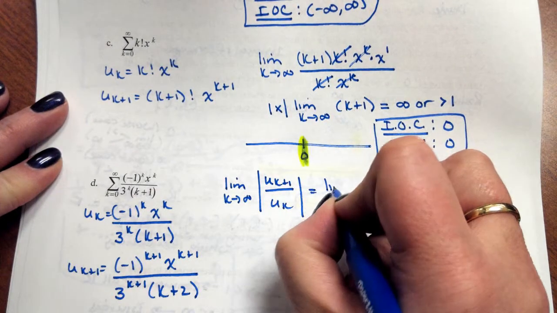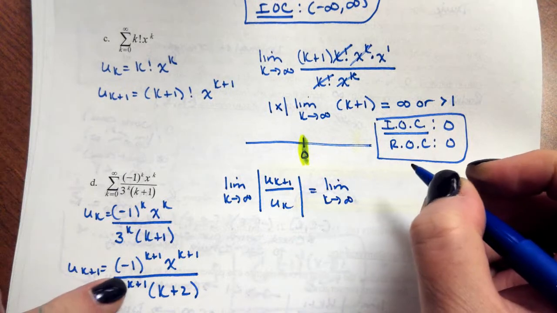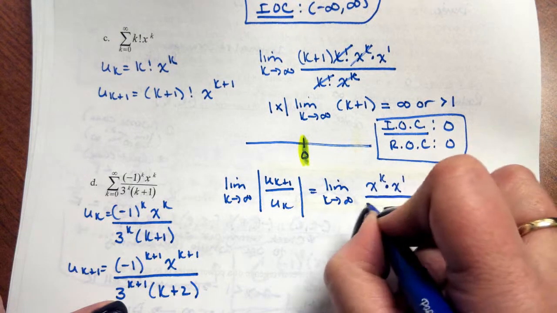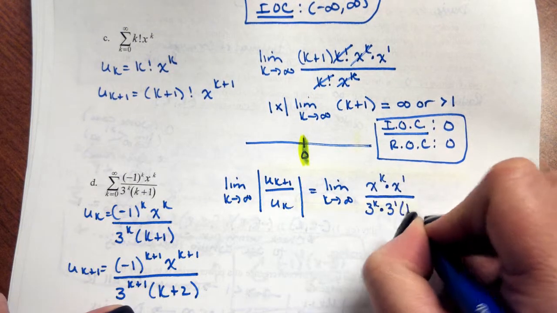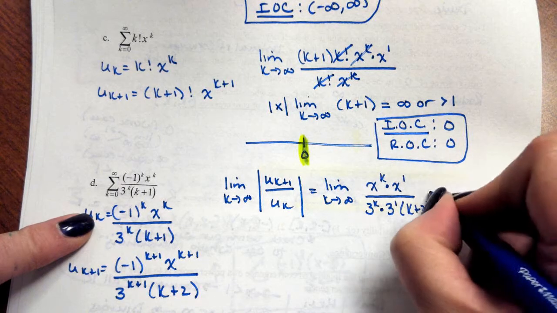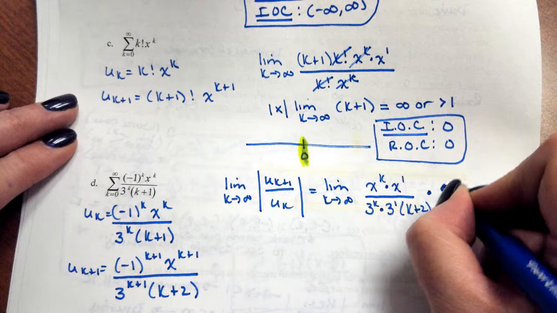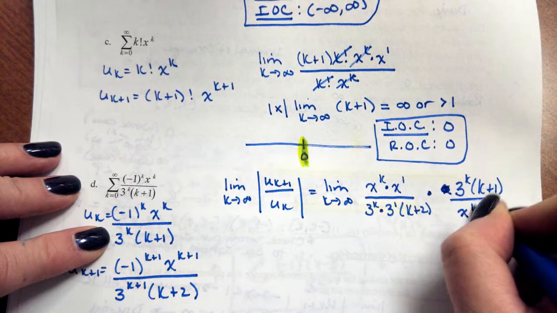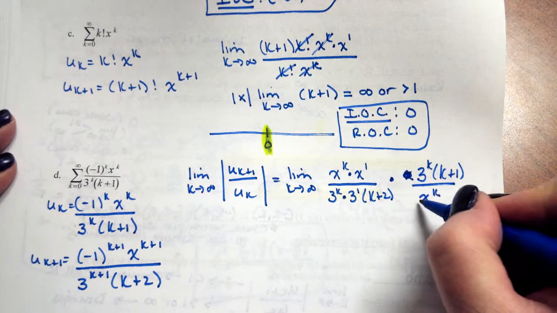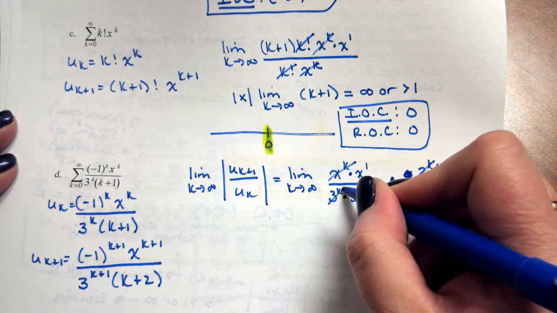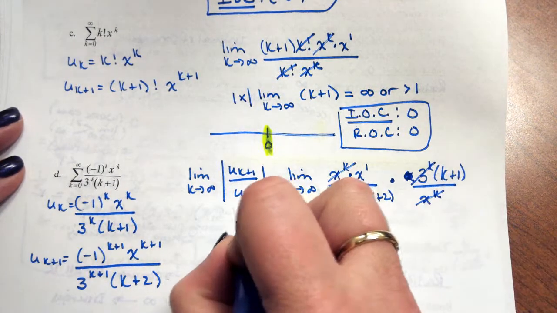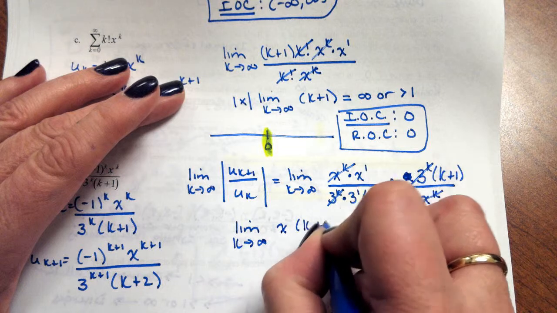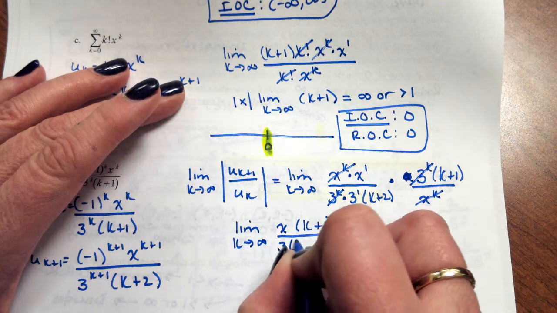So then I'm going to find the limit. I'm going to drop those alternators. The limit as k goes to infinity. U sub k plus 1 is that x to the k times x to the first over 3 to the k times 3 to the first times k plus 2, divided by u sub k, which is going to be my x, I have to do the reciprocal, so that's going to be 3 to the k, k plus 1, divided by x to the k. So I can cross cancel. I got rid of the x to the k, I got rid of that 3 to the k. So now I'm going to find the limit as k goes to infinity, I'm left with x in the numerator times k plus 1 over 3 times k plus 2.